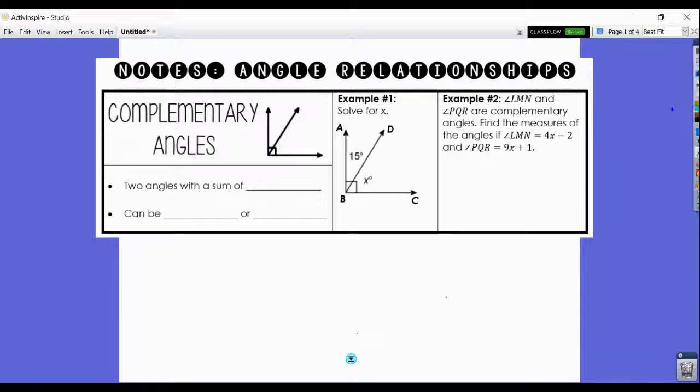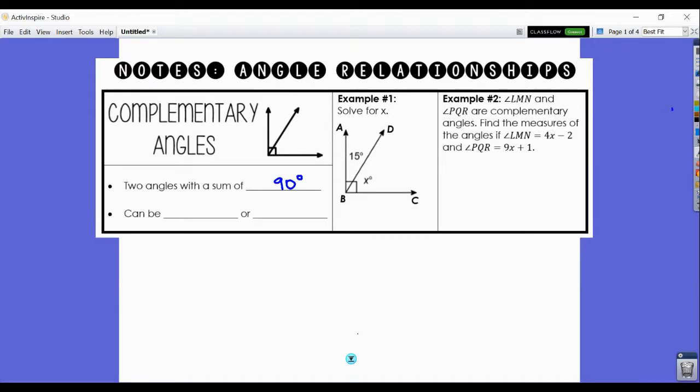In today's lesson, we're going to learn about four different types of angle relationships. The first one we're going to talk about is complementary angles. Complementary angles are two angles with a sum of 90 degrees. So they sum up to 90 degrees.